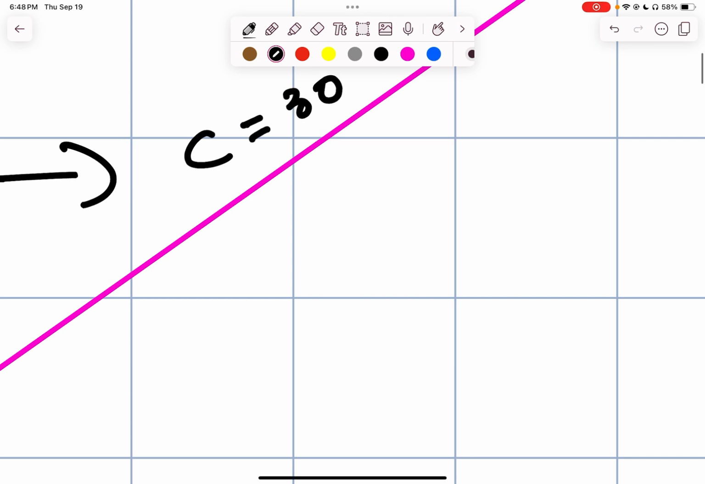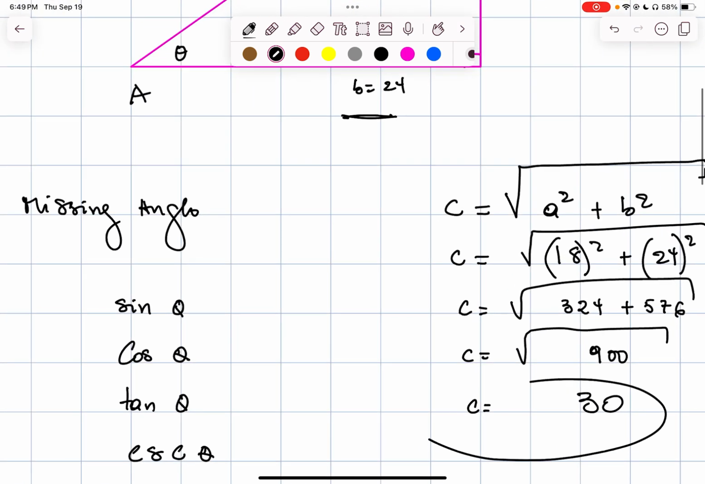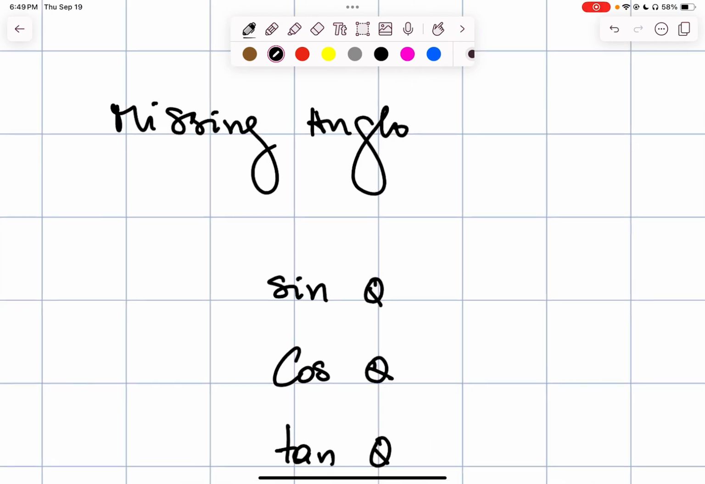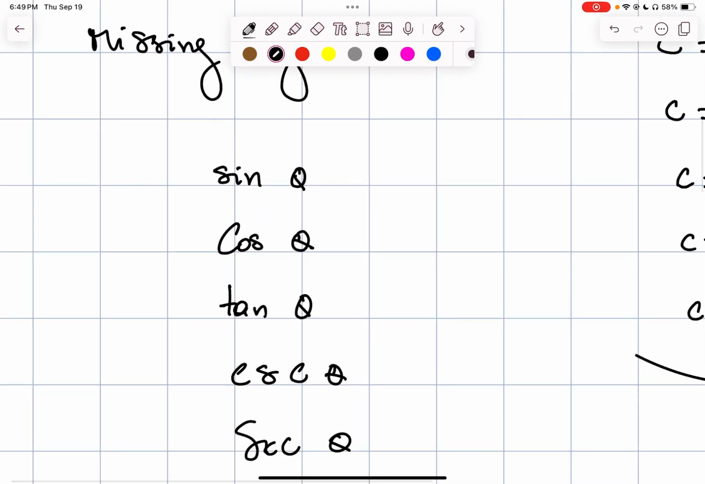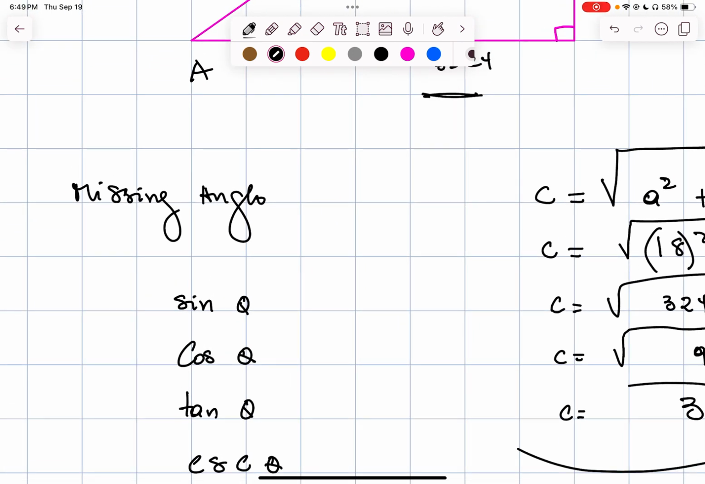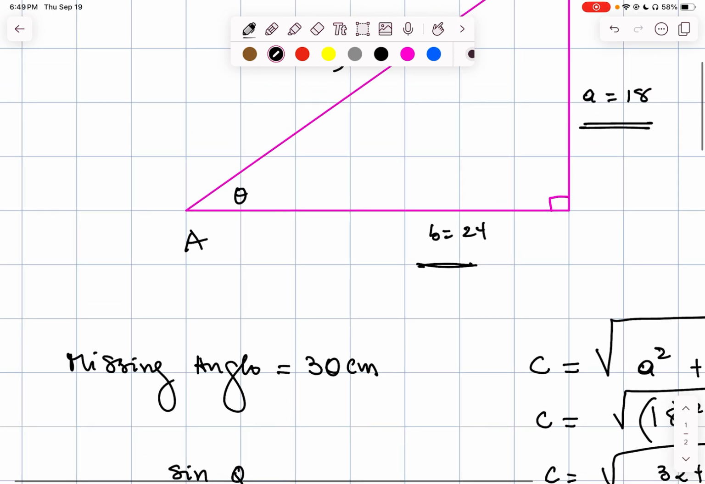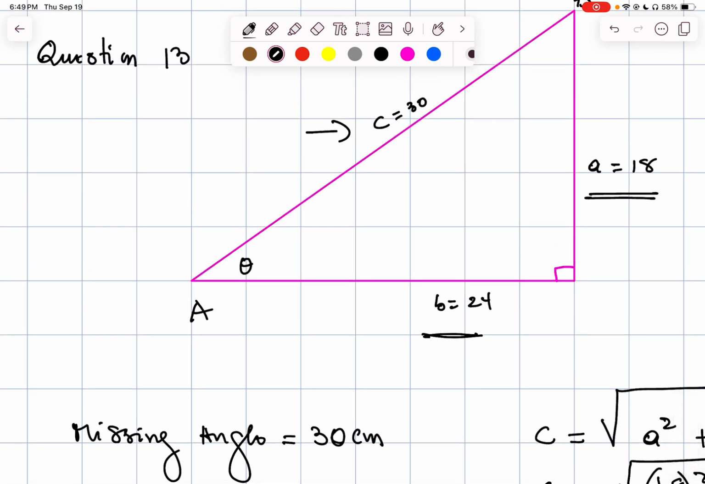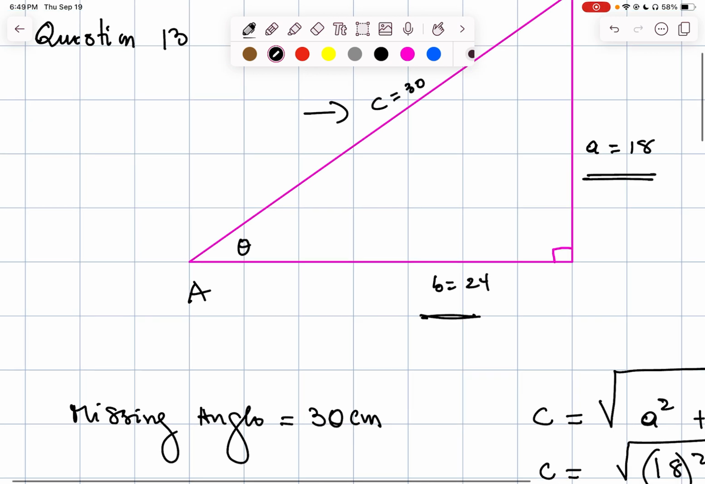So right now we can keep doing our problem. The first thing they give us is different functions, but before the functions they tell us to write down the missing side. The missing side in our case is C, which is 30 centimeters. And it does make sense because 30 is higher than 24 and 18, since C is the longest side. One of the other sides is 18 and the other one is 24, so it does make logical sense.